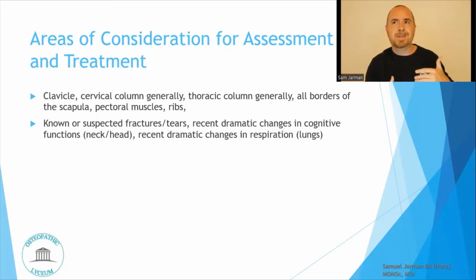But if the scapula is moving somewhat oddly in relation to the thoracic column and to the cervical column, then you'll also have to do something about the medial border of the scapula. So you check all the borders, as I already noted, the pectoral muscles and the ribs. So you're going to check all of those areas for motion dysfunction and their contributing factors with respect to internal rotation in this case. Now, if there is a known fracture or tear, you do not treat.